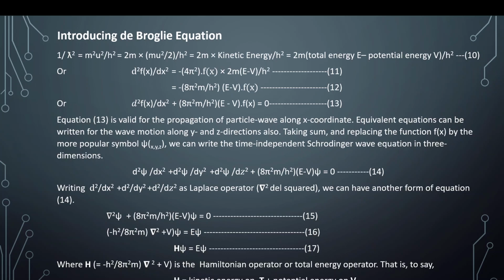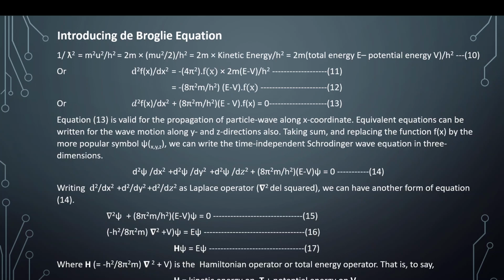So again transposing it, it becomes d2f upon dx square plus 8 pi square m upon h square (E minus V) f(x) equal to 0, equation 13. Very important equation. Equation 13 is valid for the propagation of particle wave along x coordinate. Equivalent equations can be written for the wave motion along y coordinate, along z coordinate.